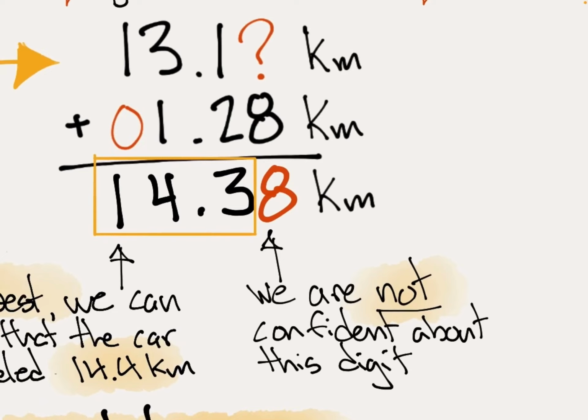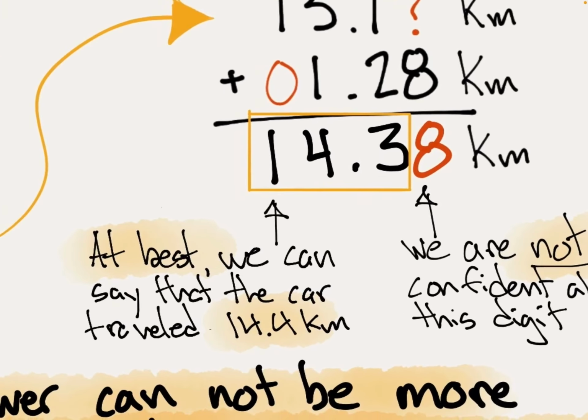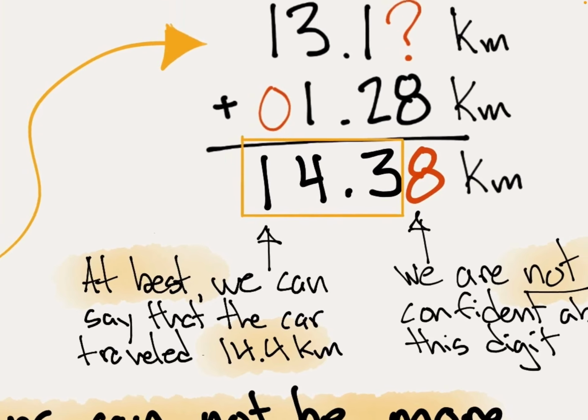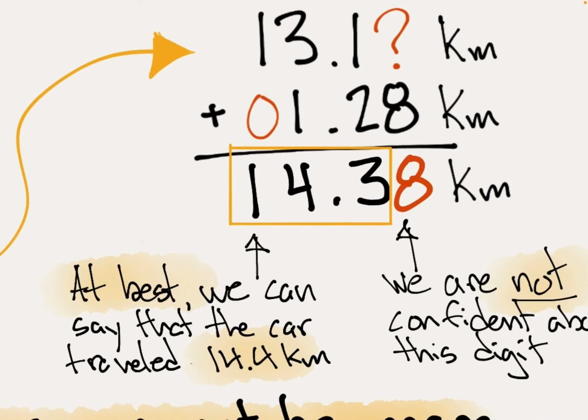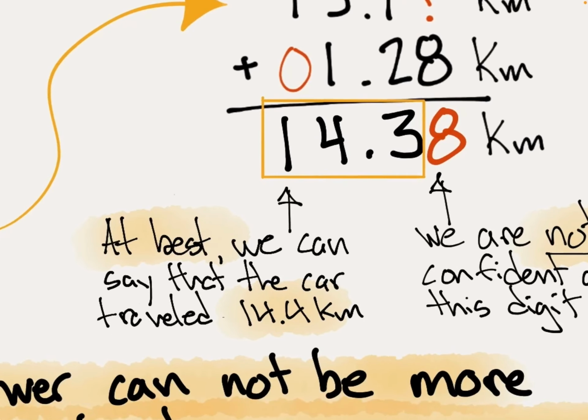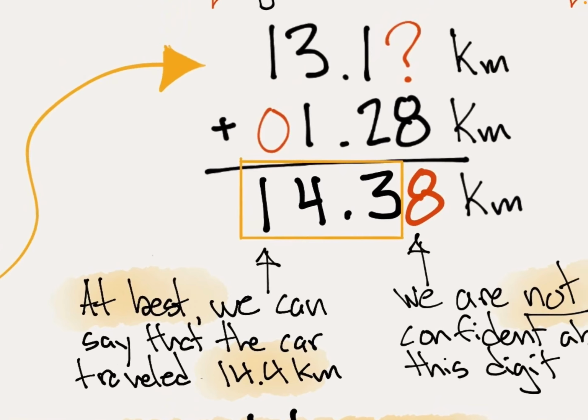But remember, we are not confident with that 8. And because we are not confident of its value, it is not significant to us. The best we can say is that the car traveled 14.4 kilometers. We can use that 8 to round up that 3, so we're rounding to 3 significant digits. That would really be the best we could say, 14.4 kilometers. We cannot say 14.38 because we are not confident in that 8, because we don't know what the number behind the 13.1 is. So 14.4 is the best we can do.